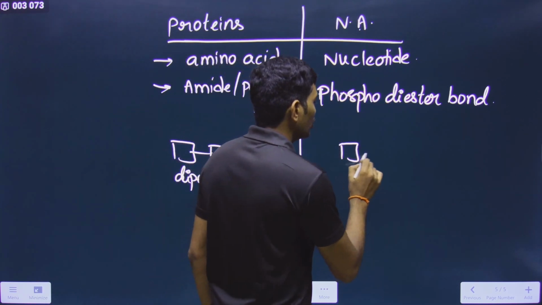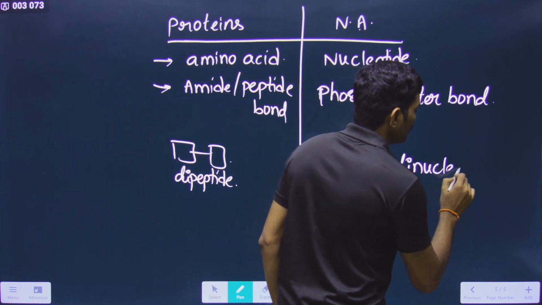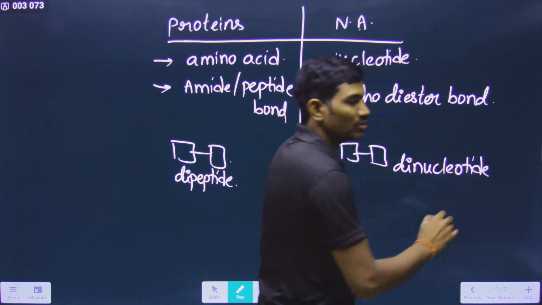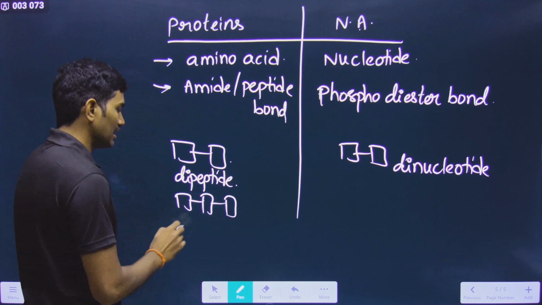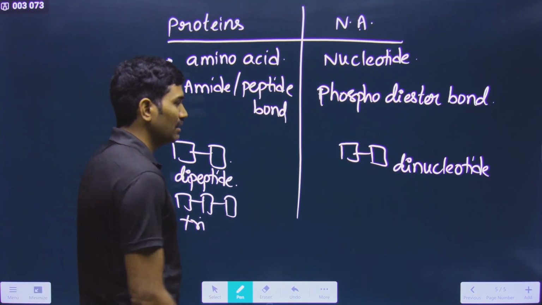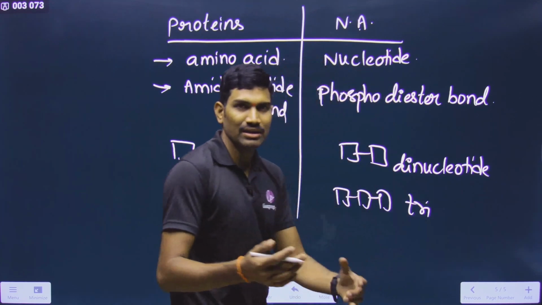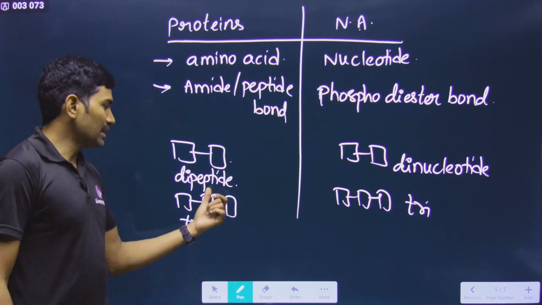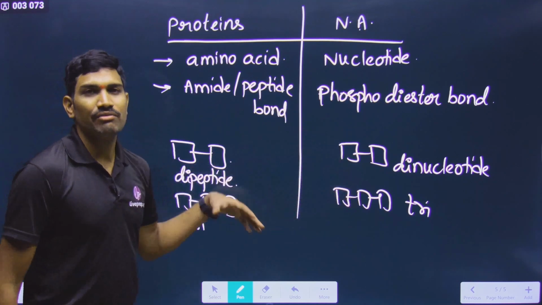Here, if only two nucleotides are present, it is called a dinucleotide. Observe this carefully. If three amino acids are present, it is called a tripeptide. Here also, if three are present, it is called a trinucleotide. The names are almost the same, but here we use peptide and here we use nucleotide. Understood or not? In this way we are using the names.